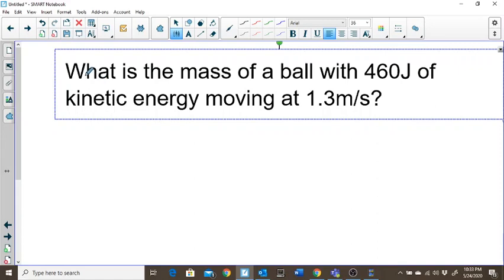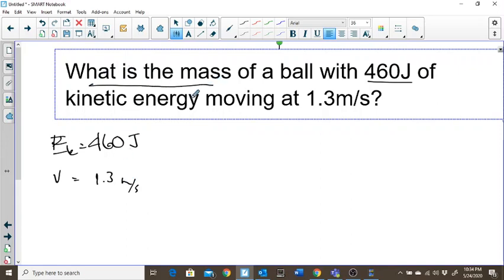All right. What is the mass of a ball with 460 joules of kinetic energy moving at 1.3? All right, let's see. What information do we have? 460 joules. What's 460 joules? Joules is energy. This is kinetic energy, so EK is equal to 460 joules. 1.3. 1.3 what? Meters per second. Well, what do we measure in meters per second? Our velocity is in meters per second. So what are we being asked to find? What is the mass? Oh, mass. That's what we're trying to find.